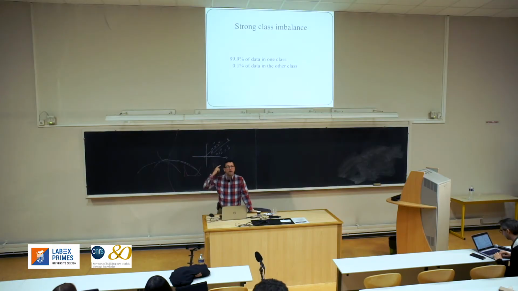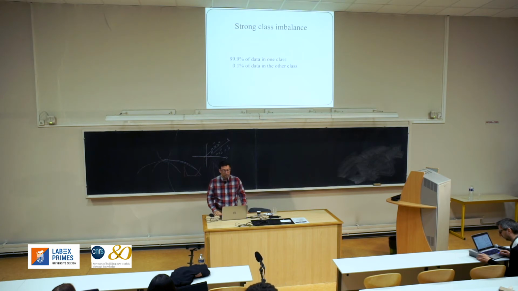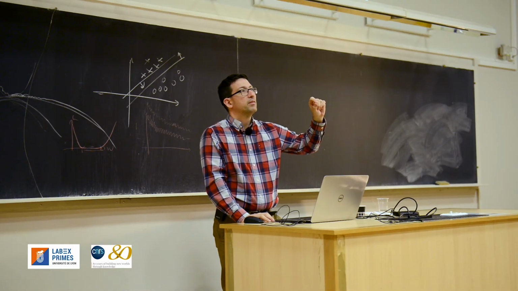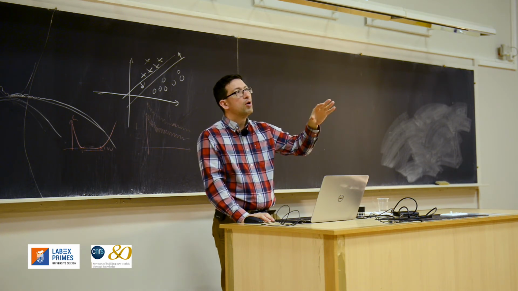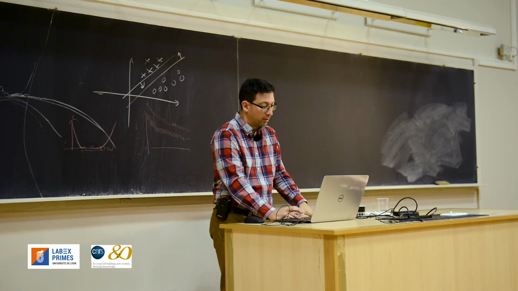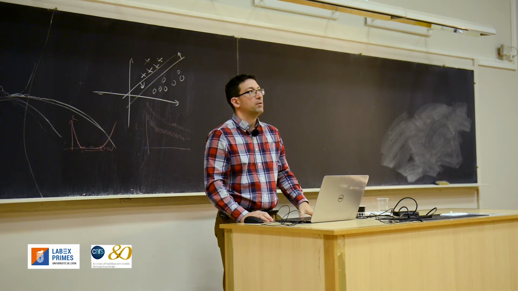Okay, strong class imbalance. Let me give you an example. Let's say 99.9% of that data is in one class and 0.1% is in the other class. It's not like the little class variance I mentioned before. It's strong, very strong class imbalance. Let me show you two examples of this.